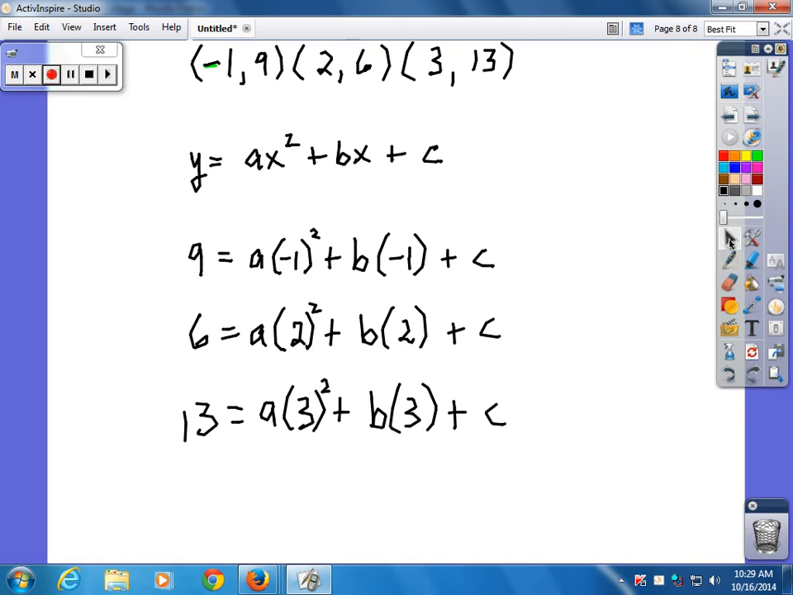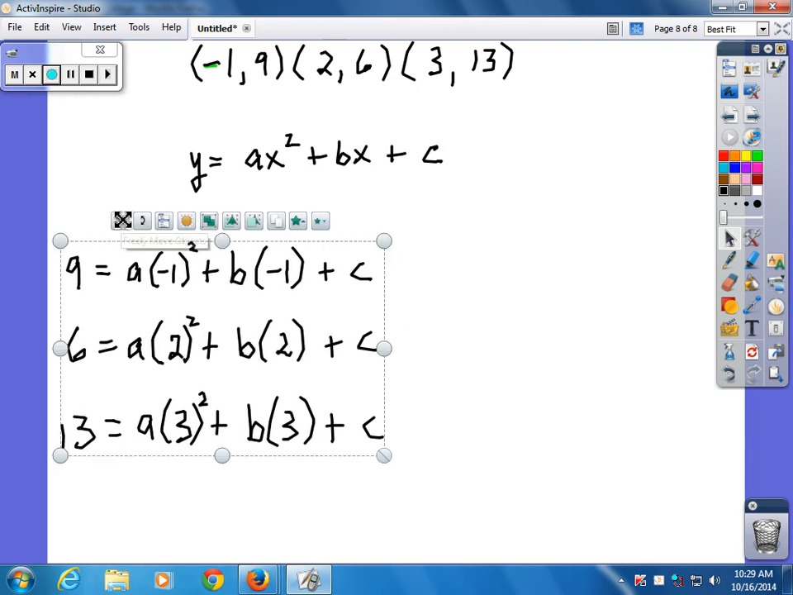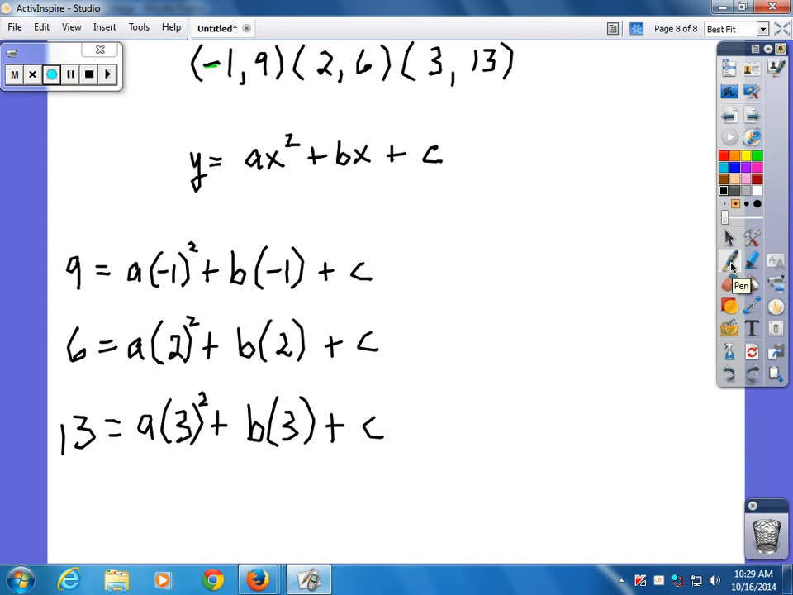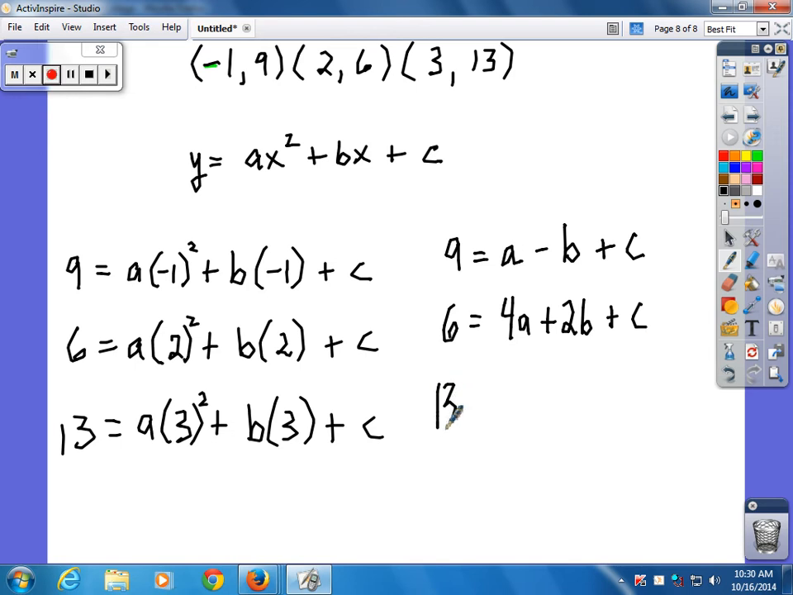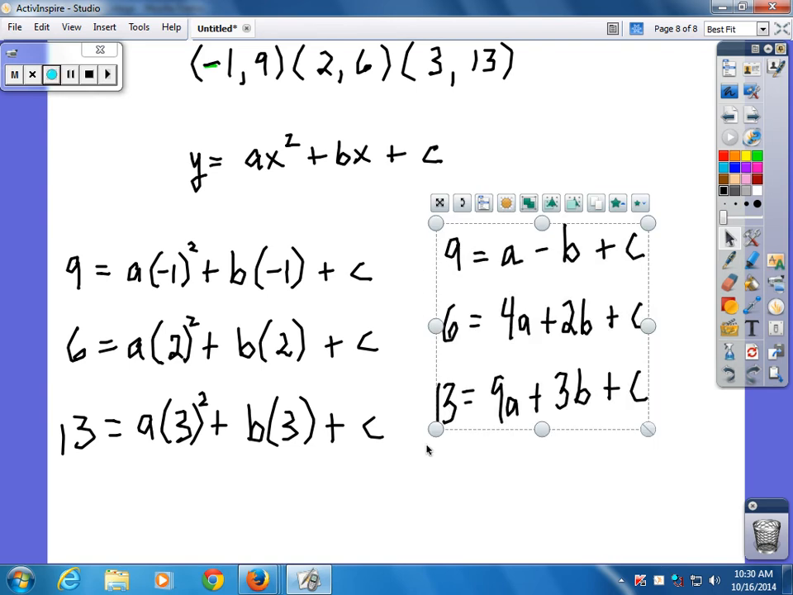And let's clean those up. So this one turns into, 9 is equal to a minus b plus c. 6 is equal to 4a plus 2b plus c. And 13 is equal to 9a plus 3b plus c. And I'm going to copy that and put it on the next page. And then we're going to have to solve a 3x3.